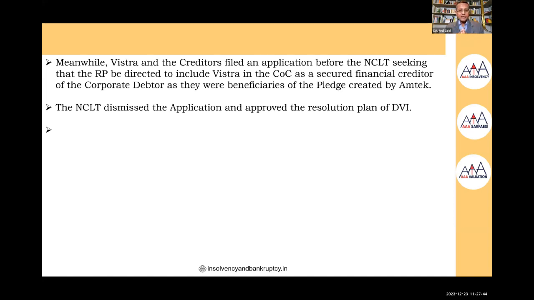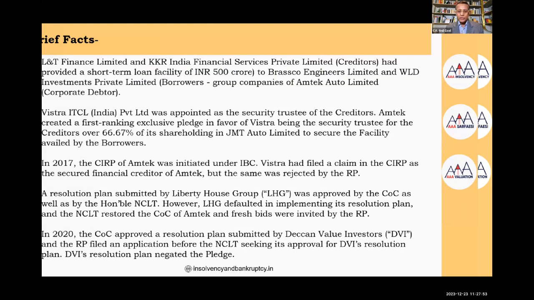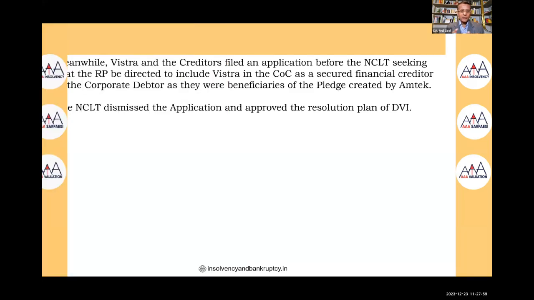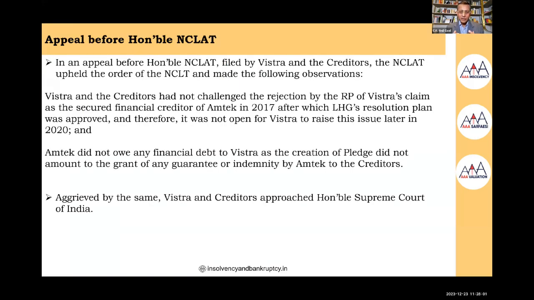NCLT dismissed that, saying that the resolution plan of DVI, Deccan Value Investors, had already been approved, and they could not admit the claim. NCLT also made some observations. It said that Vistara and the creditors had not challenged the rejection of their claim as a secured financial creditor of MTech in 2017, after which the Liberty House Group resolution plan was approved, and therefore it was not open to Vistara to raise this issue later in 2020.